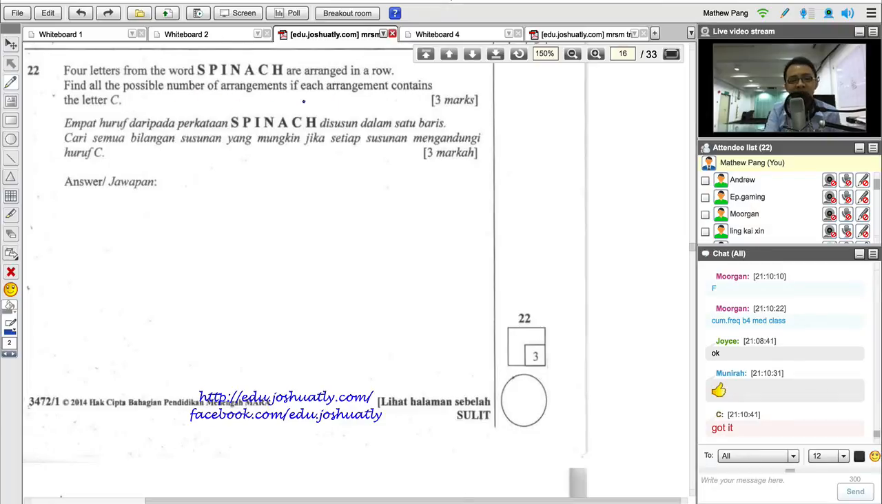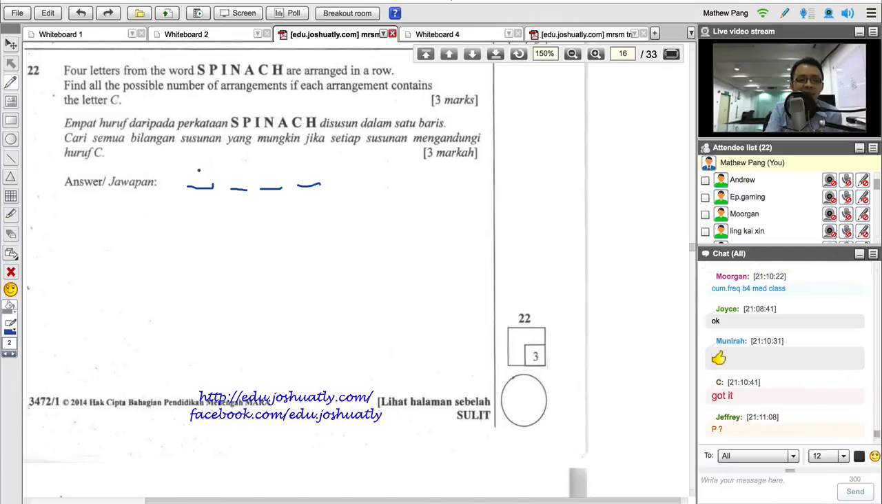So that means I need to form 4 letters over here, and each must contain C. My C can be in the first place, or in the second place, or in the third place, or in the last place. Isn't it? And then here I have 3 spaces, right? So what I will do is something like this. C in the first place, so there's just one way.